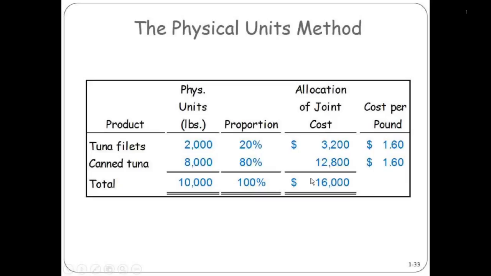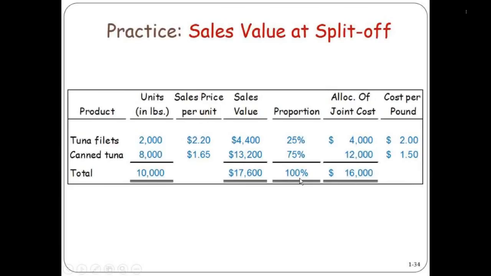The sales value at split-off method. You have the same 10,000 units to start, broken 20 or 2,000 pounds and 8,000 pounds. You know your price per unit, so you find out your sales value at split off. 1760, which is just extending 2,000 times 220 and 8,000 times 165.